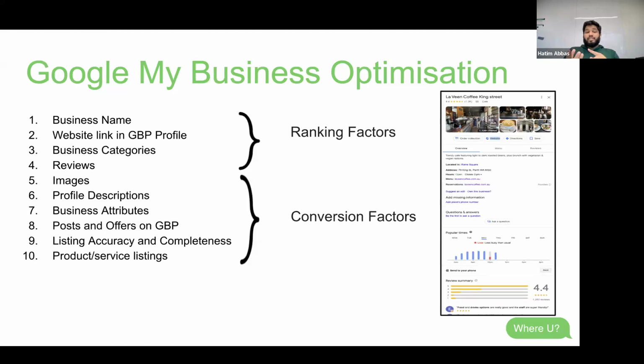So for example, images, profile descriptions, business attributes, posts and offers, which you can make on your Google business profile. Listing accuracy, so how complete your profile is, how well you've used the same name. For example, Levine, is it with a hyphen, or is it actually one word spelled out? So even that level of accuracy is important. And product and service listings. So this is very much true.